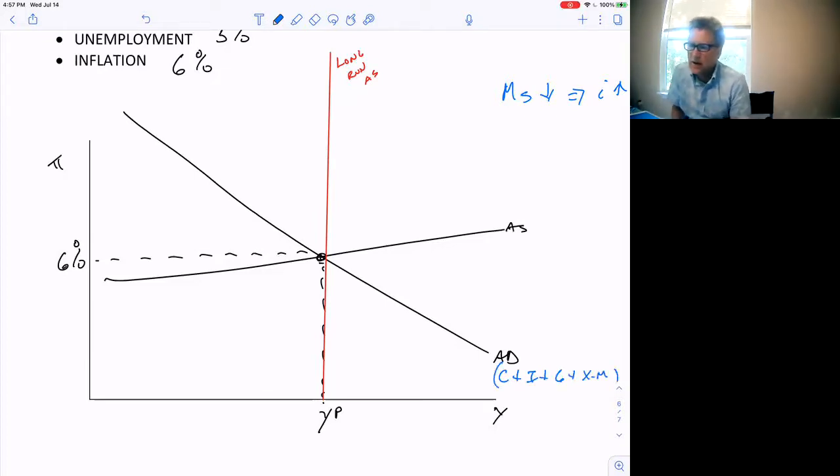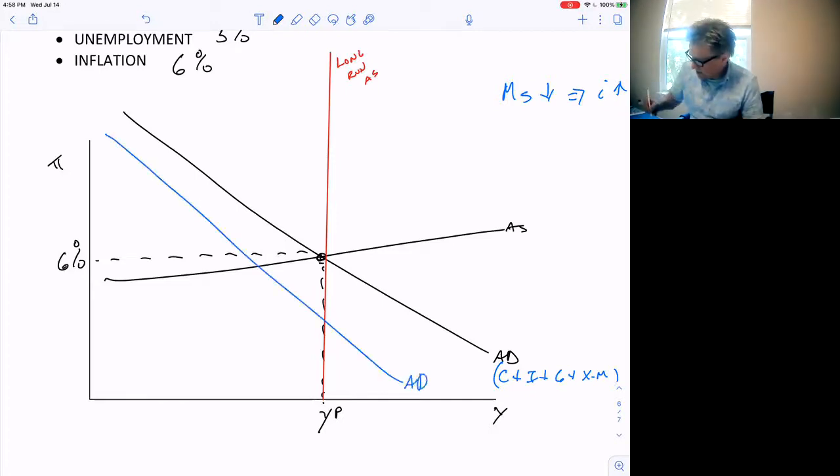More expensive to buy a house. Slows down the demand for homes. Builders don't need to hire as many people for building homes. Not going to be buying as many cars because most everyone borrows the money to buy a new car. So when that happens here, the aggregate demand curve will shift to the left.